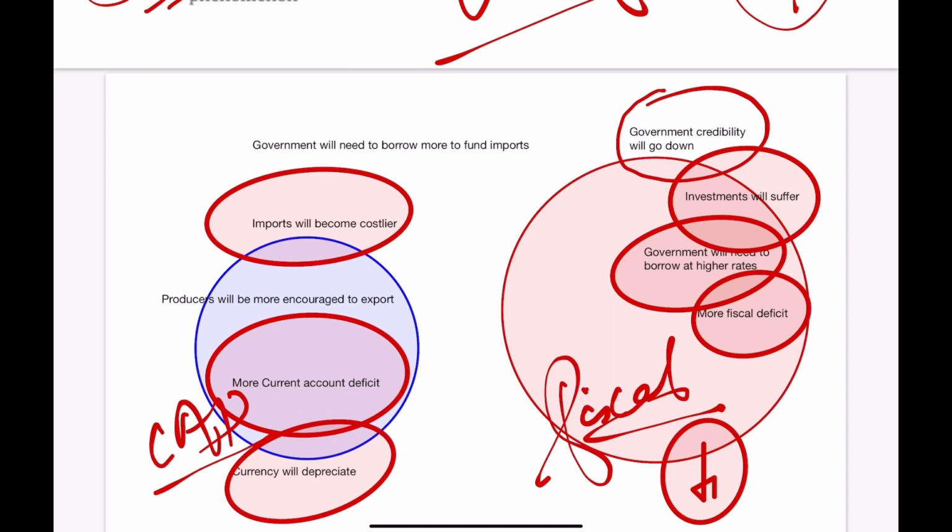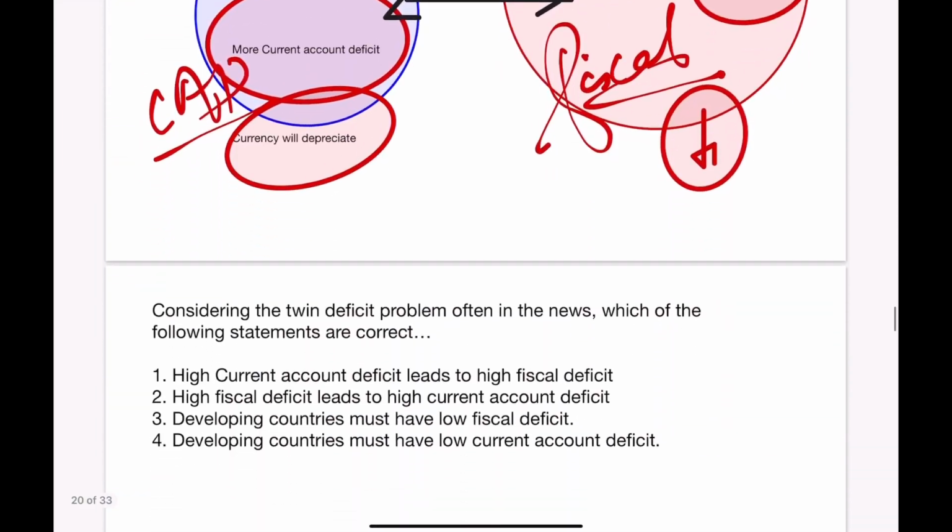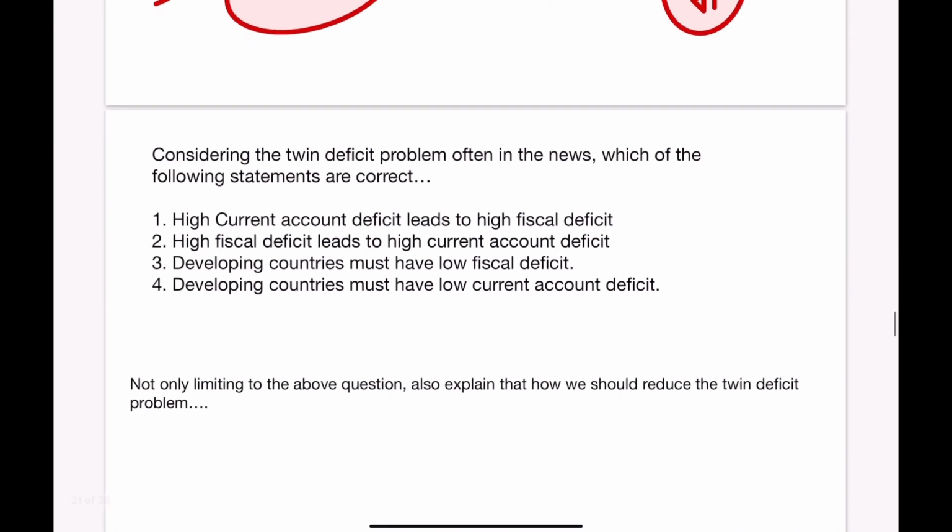And producers who can sell their products in your market, since they are getting a better exchange rate in the international market, will be encouraged to export more, and the availability of that product in your market will also decrease. So have you seen how both are interlinked? Both are interlinked by the concept of twins. A higher fiscal deficit will encourage a higher current account deficit, and a higher current account deficit will automatically encourage a higher fiscal deficit. So this was a very small concept, but a very important concept.